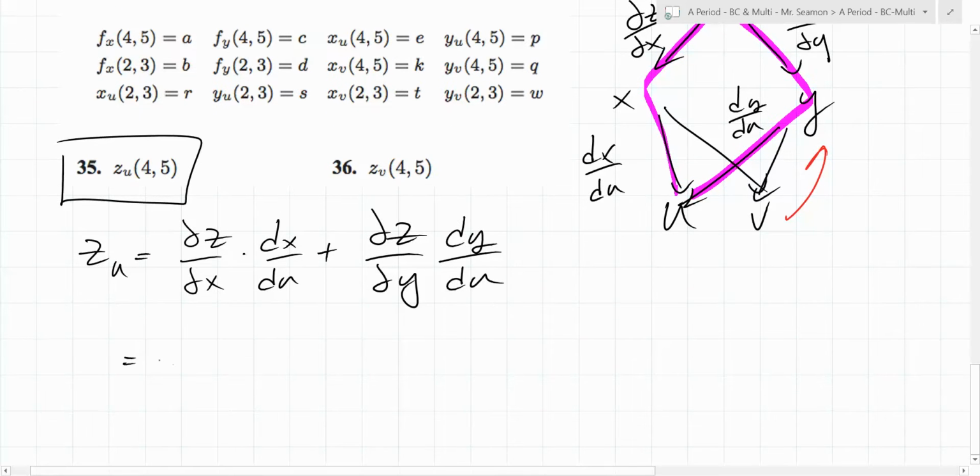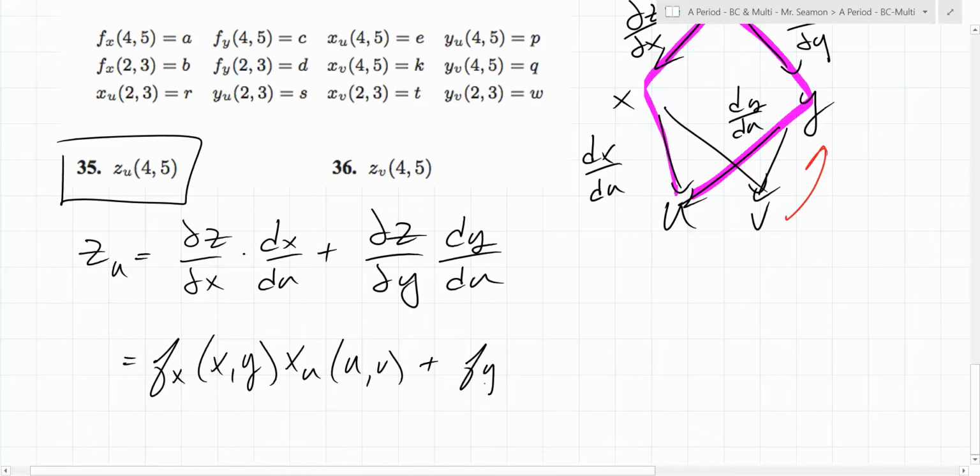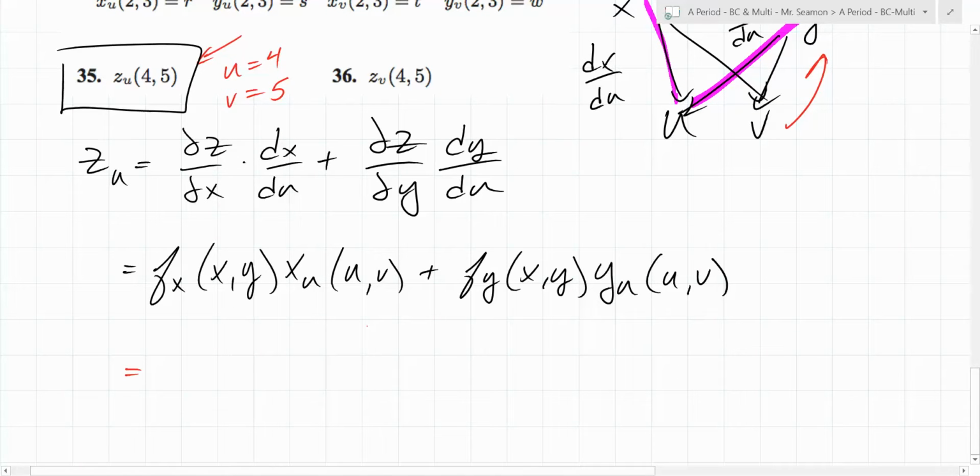So you could write it and say this is going to be f sub x, because z is the function f of x, y, and then it's going to be dx du, so x sub u in terms of u and v, plus f sub y in terms of x and y, and dy du is just going to be y sub u, in terms of u and v. Well, the key, which is why I felt bad again, is that we know u is equal to 4 and v is equal to 5. So you can start plugging in here, but you really only have these two. So how do you figure out these?